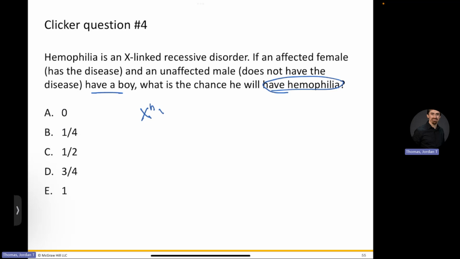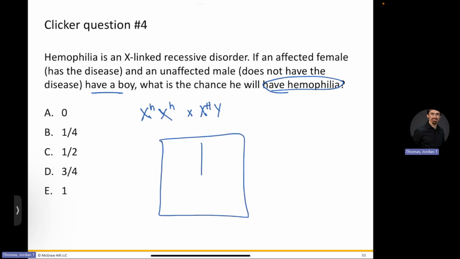Okay, so the female, like I said, has the disease, so she has X little h, X little h. The male does not, so the male has X big H, Y. So when we do that cross, X little h, X little h, X big H, Y.